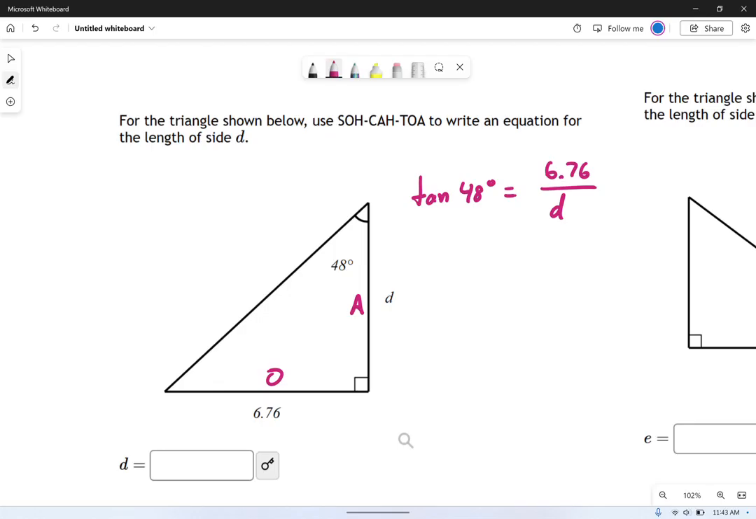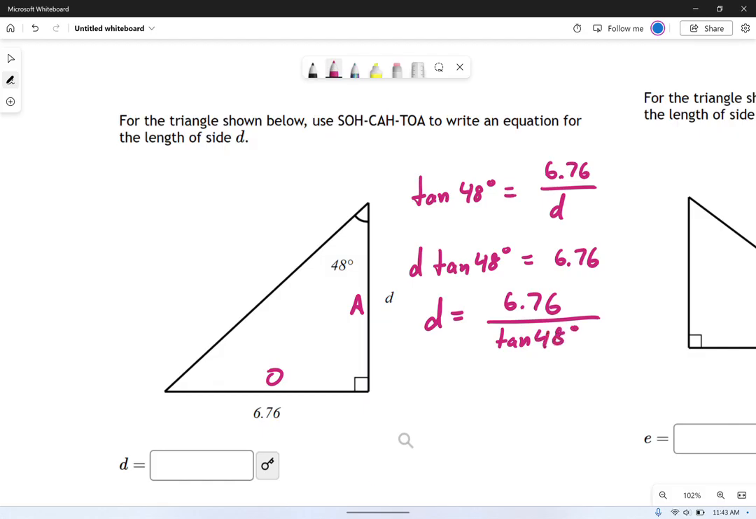And now we just have to use algebra. We're done with the trigonometry. Now we just need to use algebra to get this into a d expression. D equals something. So I'm going to multiply both sides by d. Now I've got d tangent 48 degrees equals 6.76. And then we divide both sides by tangent 48 degrees. Yes, you can do that. So d equals 6.76 divided by tangent 48 degrees.